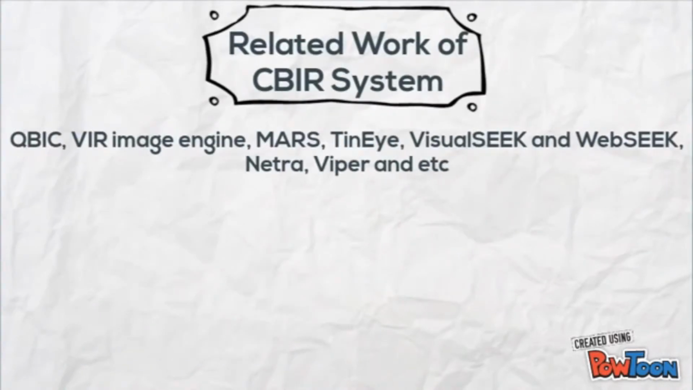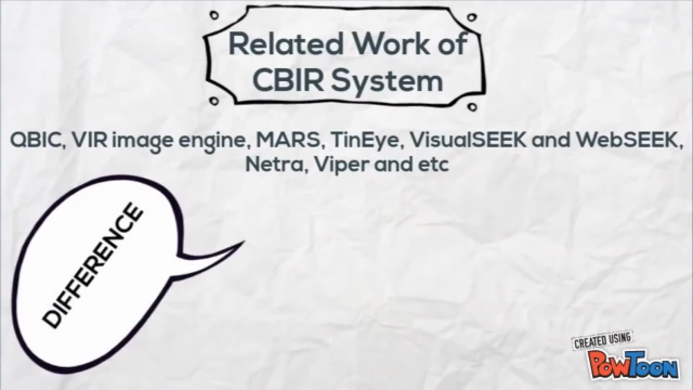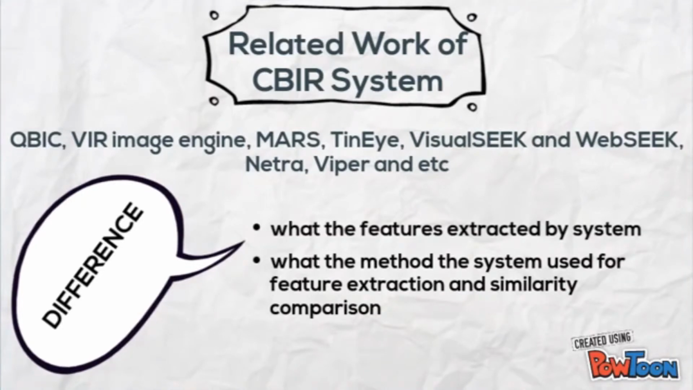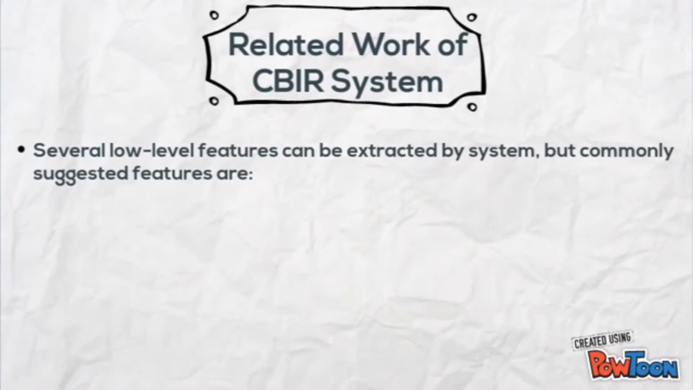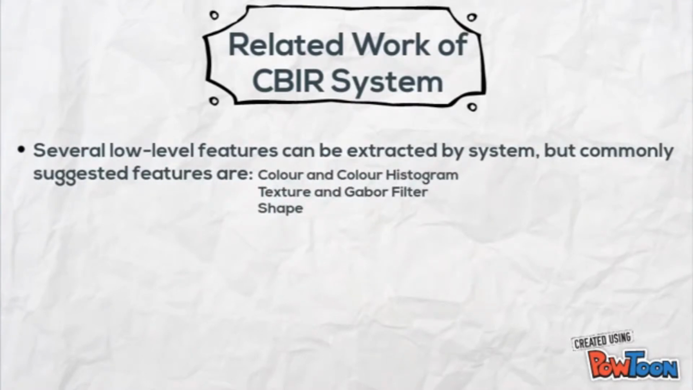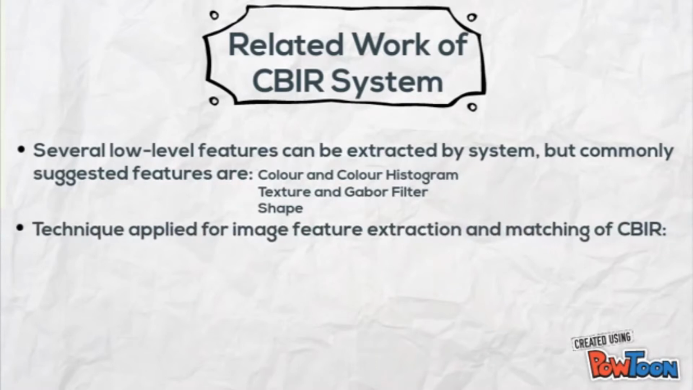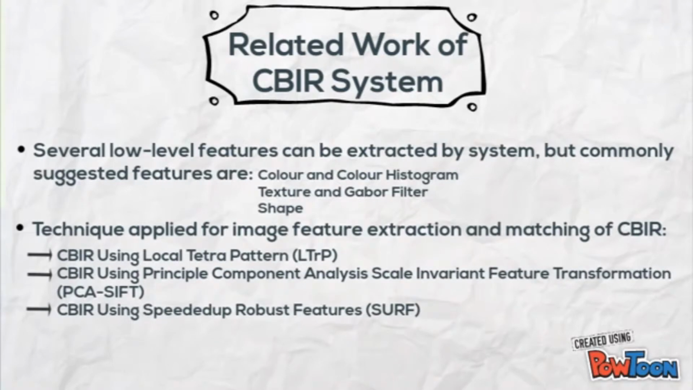Those are the related work of CBIR systems. The factors which lead to differences in the performance and efficiency of image retrieval between systems are the features extracted by the system and the method, technique, or algorithm the system uses for feature extraction and similarity comparison. There are several low-level features that can be extracted by the system. Techniques or algorithms applied for image feature extraction and matching in CBIR are local tetra pattern, principal component analysis, Gauss invariance, feature transformations, and speeded-up robust features.